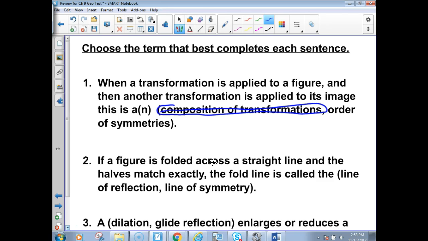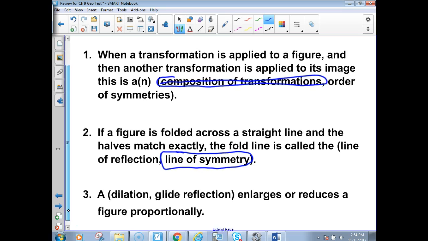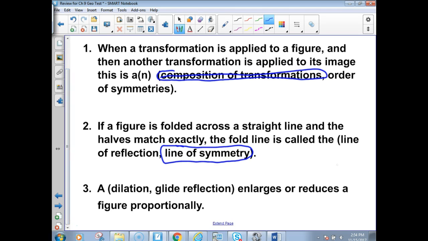If a figure is folded across a straight line and the halves match exactly, the fold is called the line of symmetry. I really think that it can be called a line of reflection as well, but line of symmetry is what we were looking for. A blank enlarges or reduces a figure proportionally. It would be which one of those two? Dilation. A glide reflection slides it and flips it.